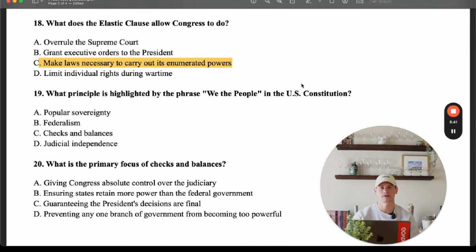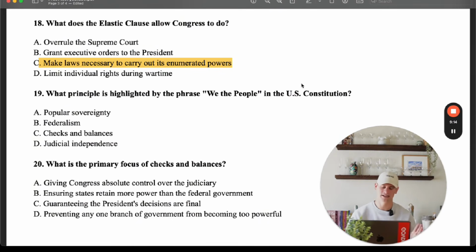So enumerated powers are the same thing as expressed powers. If you were to go into the Constitution today and open it up to Article 1, which is the legislative branch, you guys could actually read the enumerated powers that Congress has, all right? What the Elastic Clause does is you need to think about a rubber band, right? What does a rubber band do? It stretches, okay? The elastic in your waistband of your shorts, what does it do? It stretches, all right? So Elastic Clause and implied powers allow Congress to do what is necessary to carry out its enumerated powers, right? Or its express powers. This is also known as the necessary and proper clause, all right?